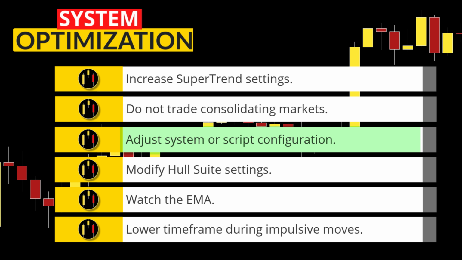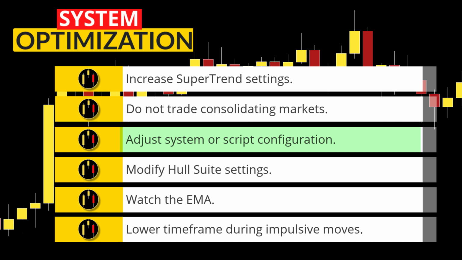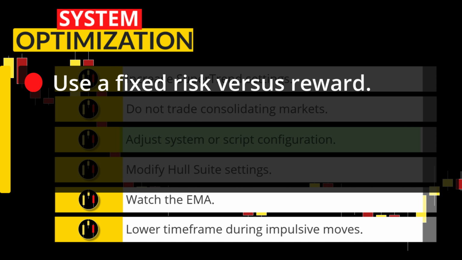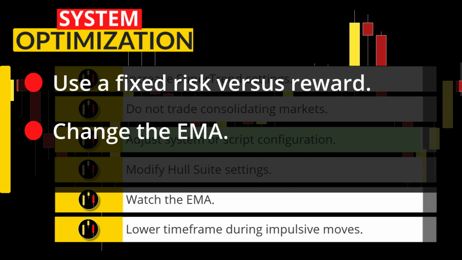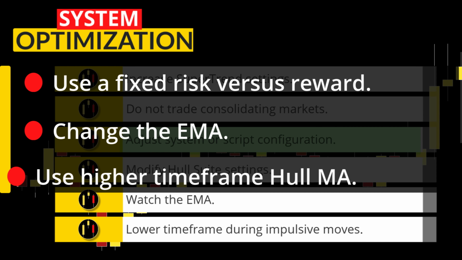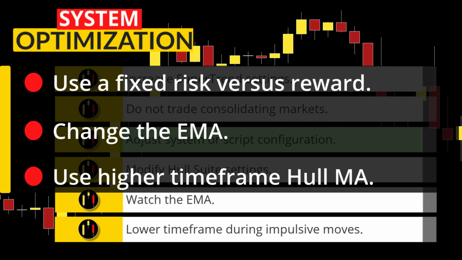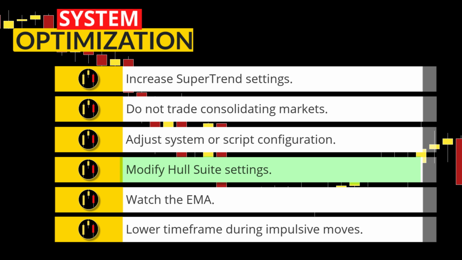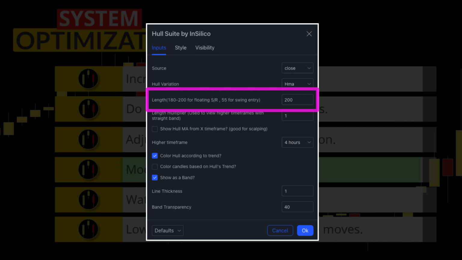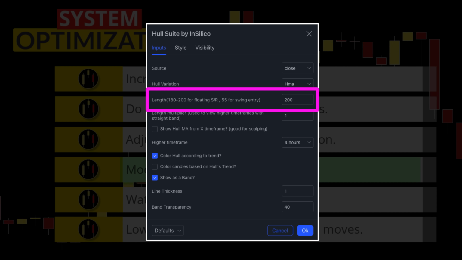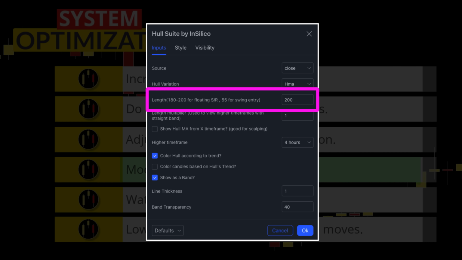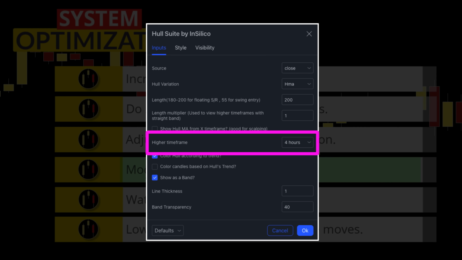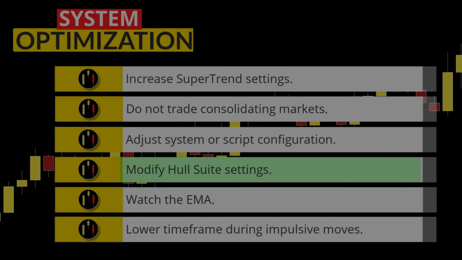Some other options you have to modify this system either manually or using the script are changing the take profit method to a fixed multiple, changing the EMA length to be more responsive to current market conditions, and using the higher timeframe Hull moving average as a dynamic support and resistance level. Additionally, increasing the Hull suite settings from the default to between 180 and 200 may provide better opportunities to scalp. You can also combine this with adding a custom higher timeframe setting to confirm the overall market direction.